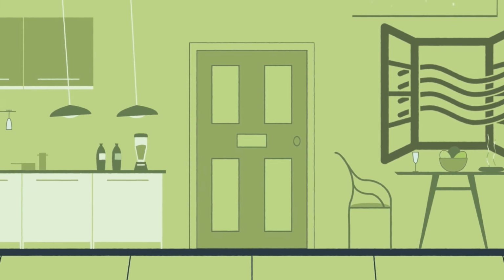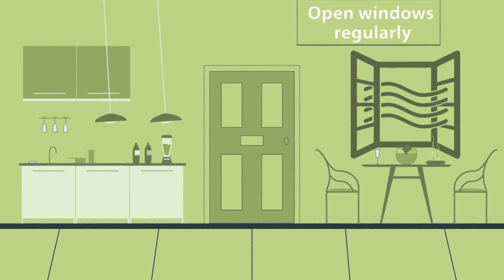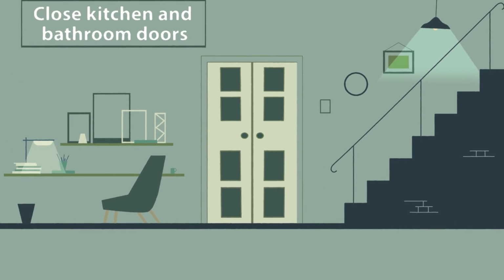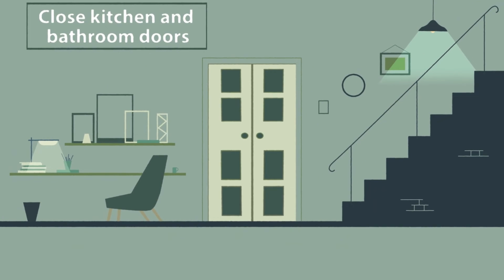3. Open windows regularly, keeping the door closed to the room that is being vented to retain heat in the rest of the home. 4. Close doors when using your kitchen or bathroom to contain any moisture within one room. Keep other internal doors open to allow air to circulate.